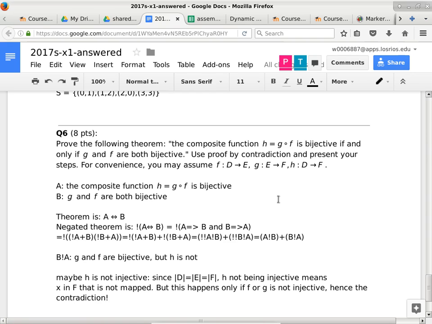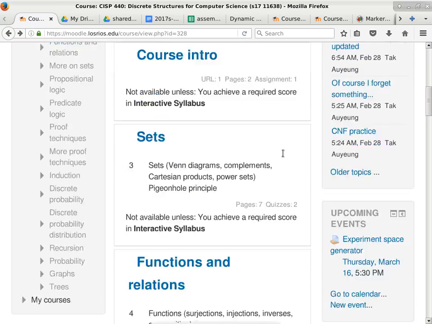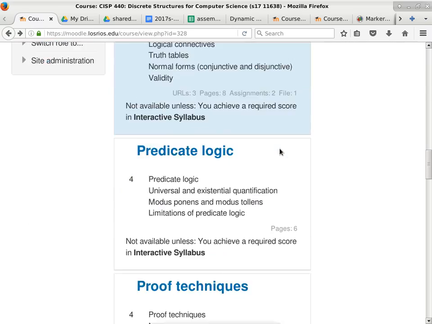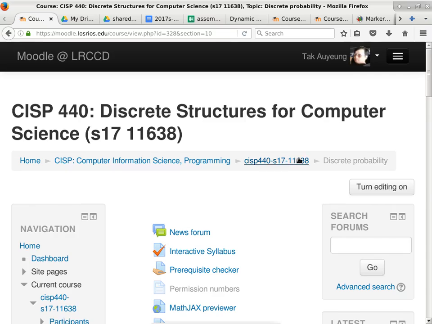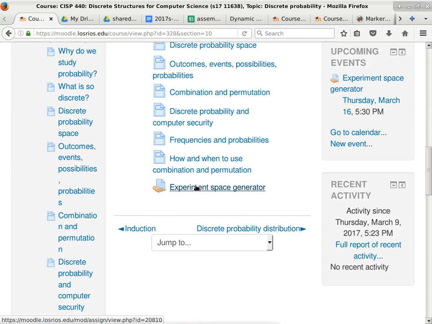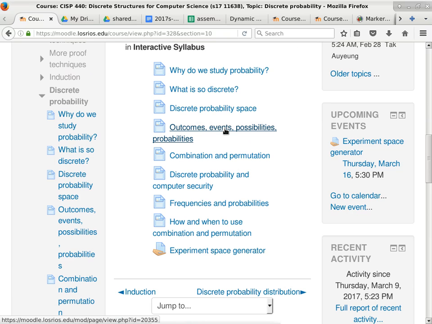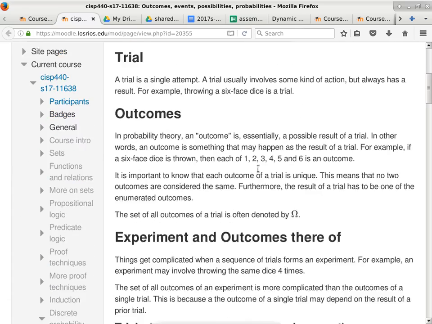All right. So are you guys ready for homework assignments? Okay. So here's your first homework assignment after a long while of not having any homework assignments. This one is in discrete probability, and I'm hoping it won't be too difficult. It's called experiment space generator. Before we talk about this, we'll first have to talk about what is an experiment, what is an outcome, what is an event, and that sort of thing, which is in this particular slide here.